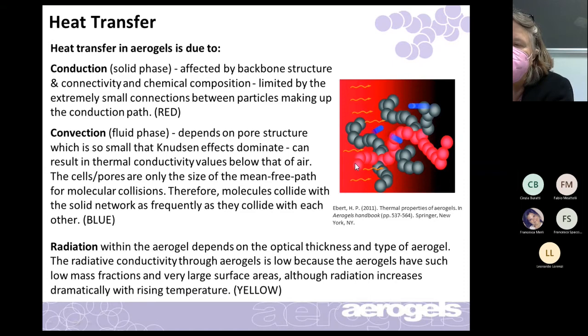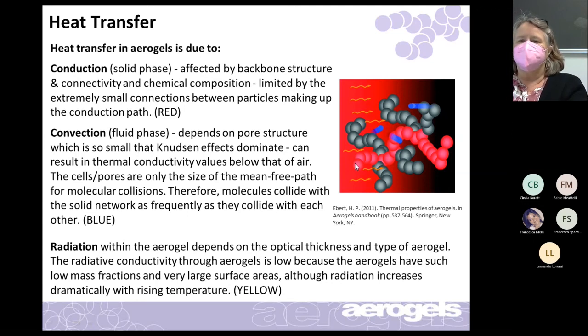And so the pores, and I'll talk more about this, you have what's called the Knudsen effect, which has to do with the fact that the pores are on the order of the mean free path, or can be smaller, than the mean free path of the gas molecules. And so I'll talk about that. So that's very important when we talk about convection and aerogels.